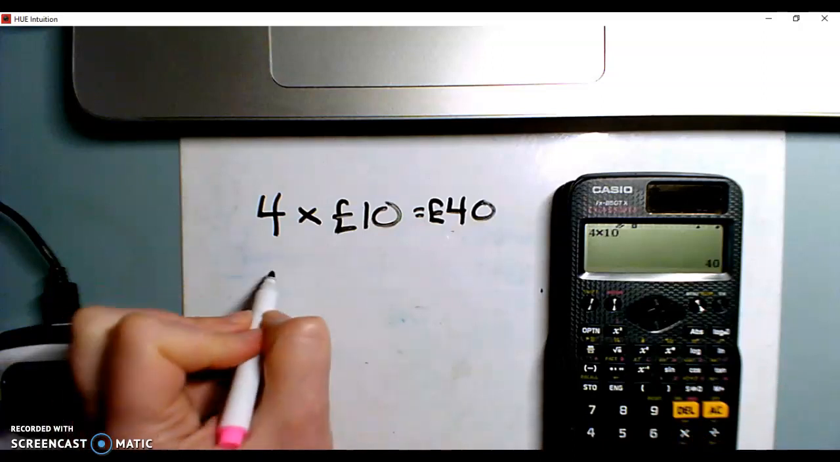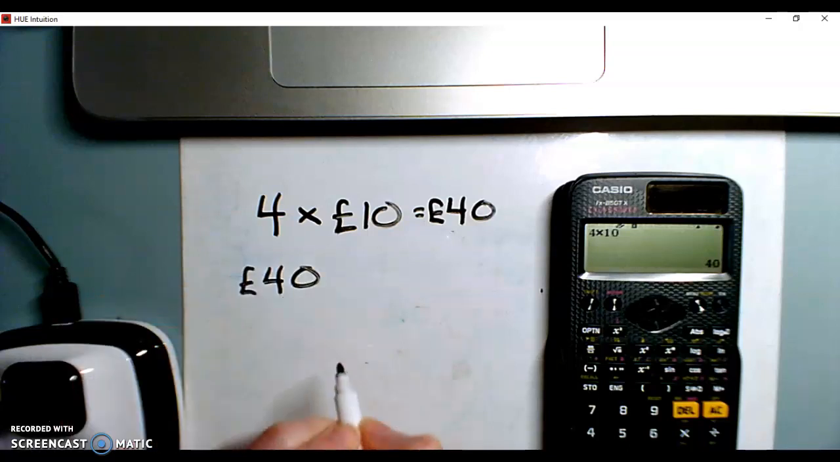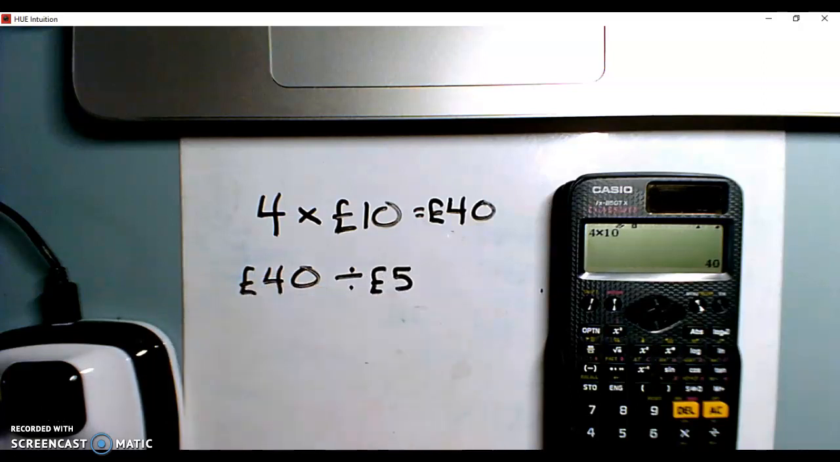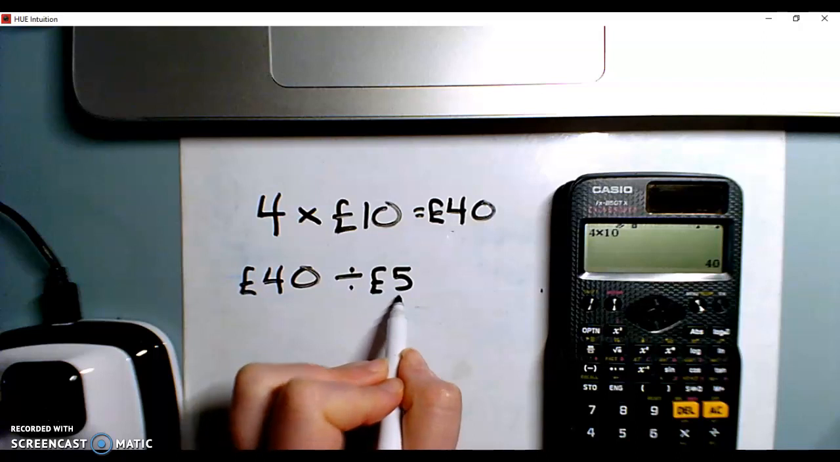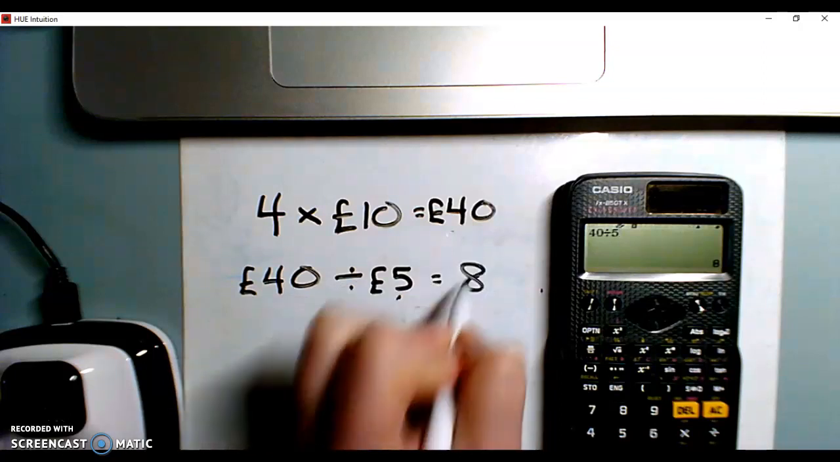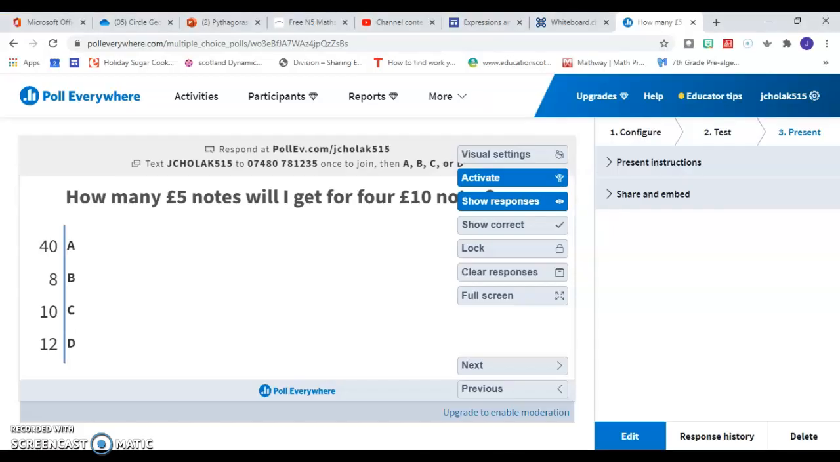And now I want to know how many 5s will I need. So if I have £40, how many £5 notes will go into there? So I'm dividing. How many of these 5s will go into 40? So I can go 40 divided by 5, and that will give me 8. I need 8 £5 notes to give me £40. So that's how you do these questions. So let's give another one a try.